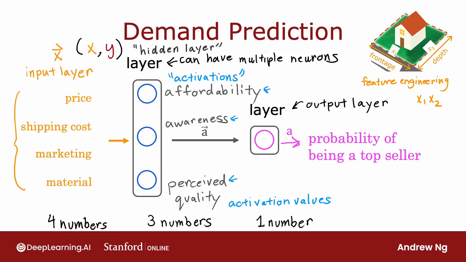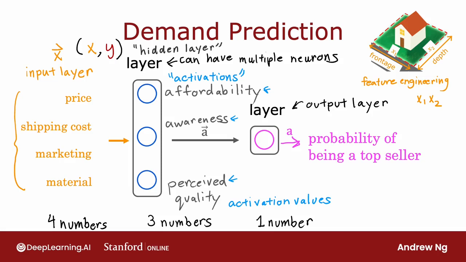So to summarize, a neural network does this. The input layer has a vector of features, 4 numbers in this example. It is input to the hidden layer, which outputs 3 numbers, and I'm going to use a vector to denote this vector of activations that this hidden layer outputs. And then the output layer takes as input those 3 numbers and outputs 1 number, which would be the final activation or the final prediction of the neural network.